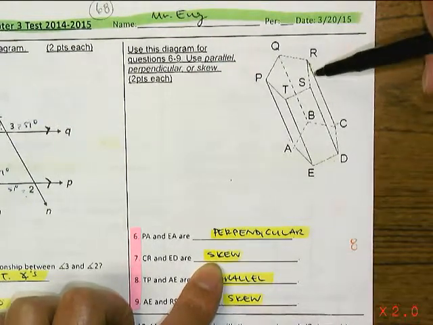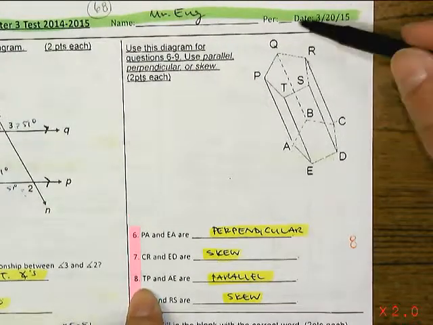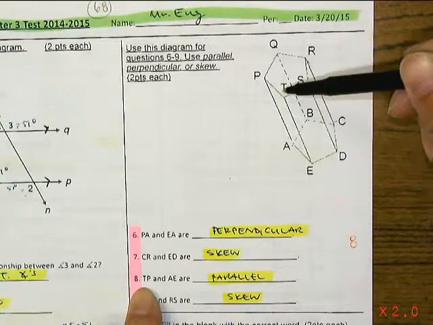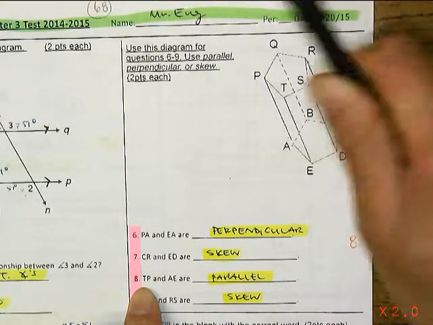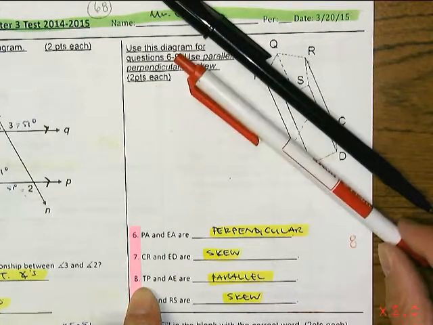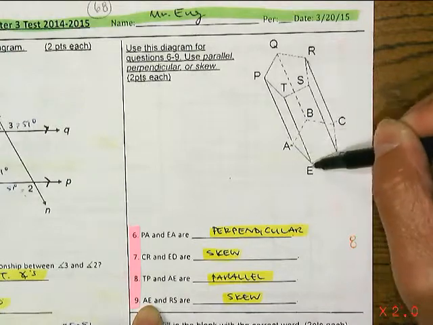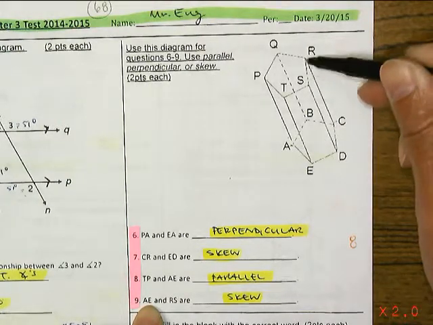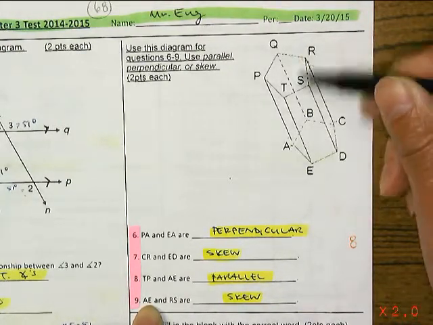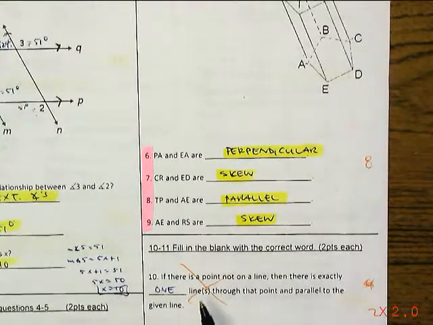And they're not on the same plane. TP and AE. Notice how you can even put 2 pens there and recognize that your lines are parallel. AE and RS. Again, this would come out there, down here. Those would be skew.